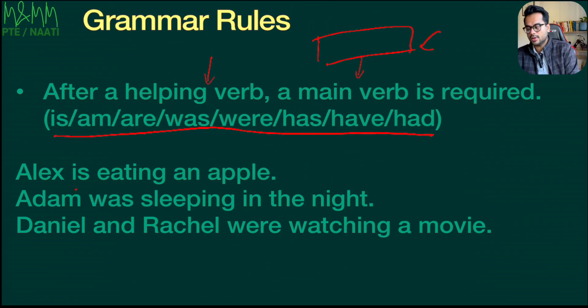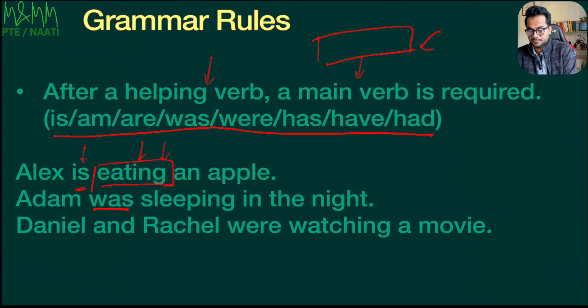If you look at few examples, what it says is Alex is. Is my helping verb, and there's a word next to it. So let's say if this was my blank in the exam, Alex is dash an apple. So here, because there's a helping verb and there's a blank after that, that means we were missing a main verb. Eating, sleeping, swimming, flying, any action words are going to be there.